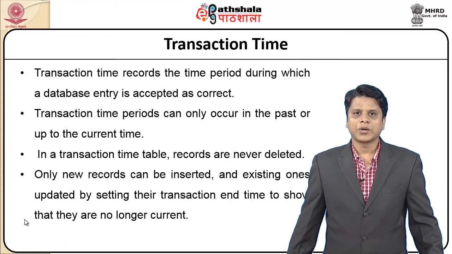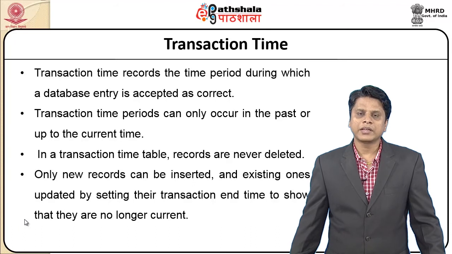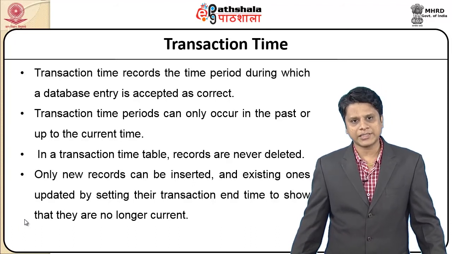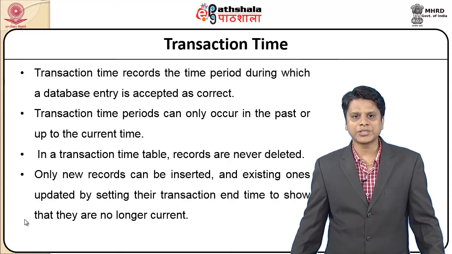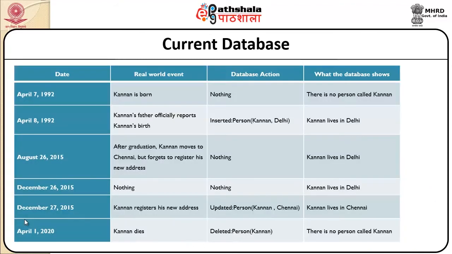Likewise, considering the current database, there is one more time at which all the records have been updated. That becomes the transaction time. Transaction time records are the time periods during which the database entry is accepted to be correct. If you look at the same current database table, I haven't registered that the birth of Kannan is on 7th April 1992, but my system time says it to be April 8th 1992.